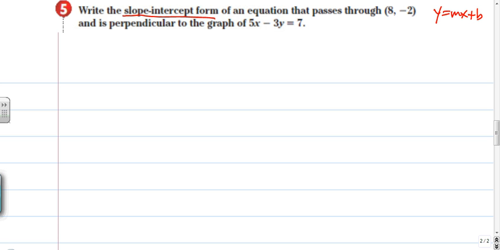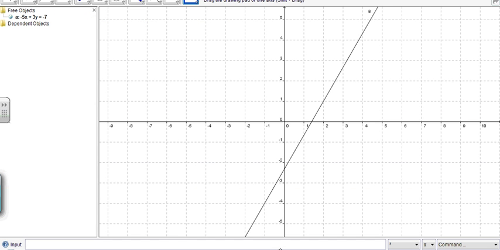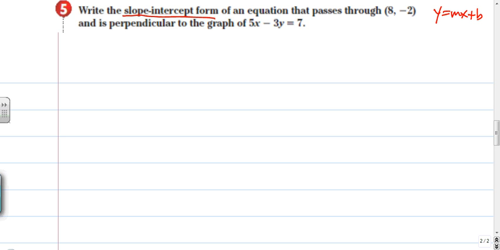Write the slope-intercept form of an equation that passes through (8, -2) and is perpendicular to the graph of 5x minus 3y equals 7. Okay, so what it's asking is this. You have an equation of 5x minus 3y equals 7. And it's asking, write the slope-intercept form of an equation of a line that passes through (8, -2) and is perpendicular.